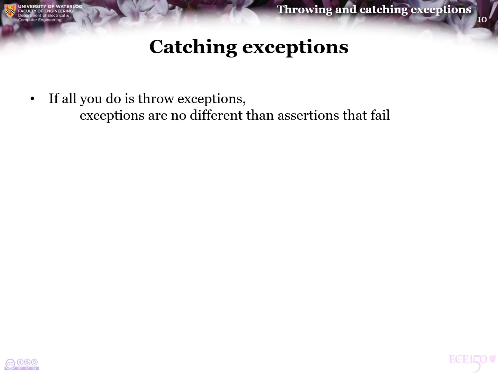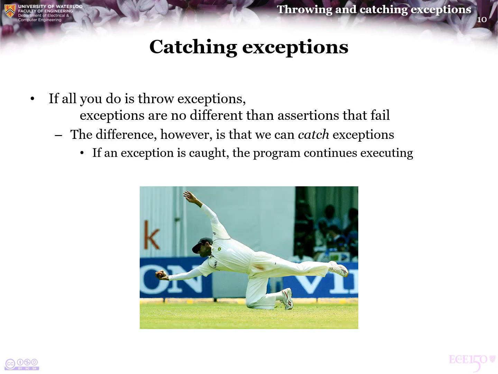Now, if all you do is throw exceptions, exceptions are no different than assertions that fail. They terminate the program. However, the difference is that we can catch an exception. So if an exceptional circumstance is occurring, we can throw an exception, but then we can catch that exception and run code specifically designed or authored to deal with that specific issue. That is, we can fix the problem and continue executing the program, having dealt with the problem appropriately.